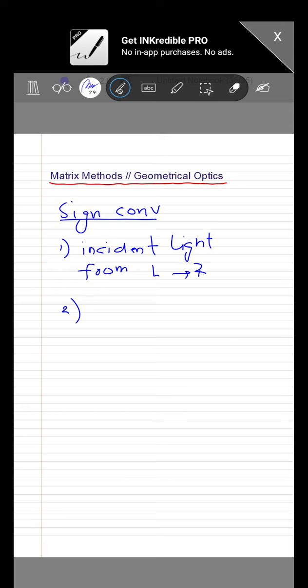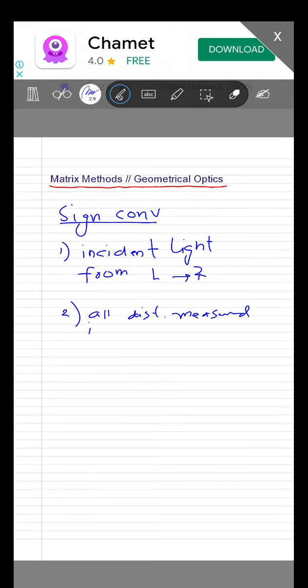First convention. The second sign convention is that all distances are measured in the same direction in which the light is traveling.